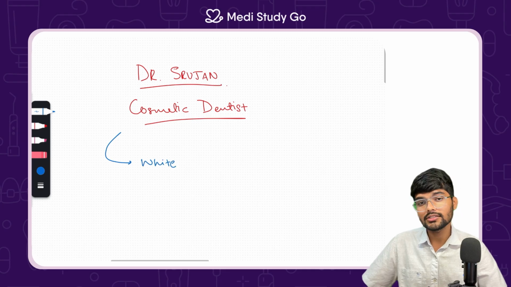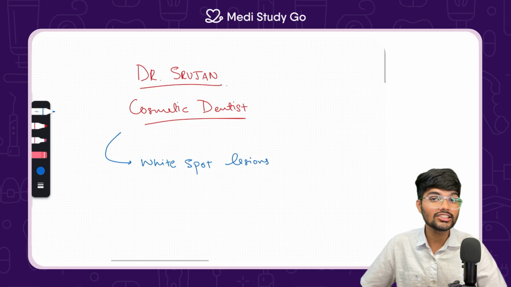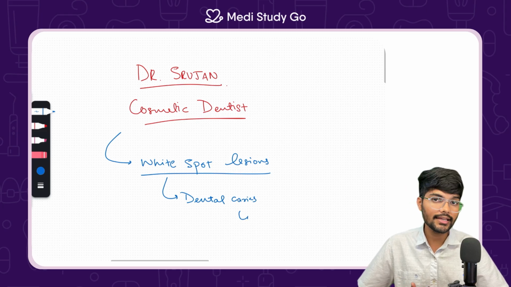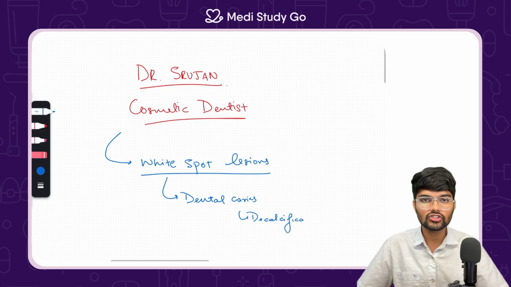And the topic which we are going to study today is white spot lesions. And white spot lesions are basically in regard to dental caries or decalcification of tooth structure.